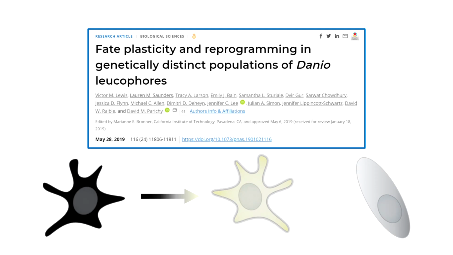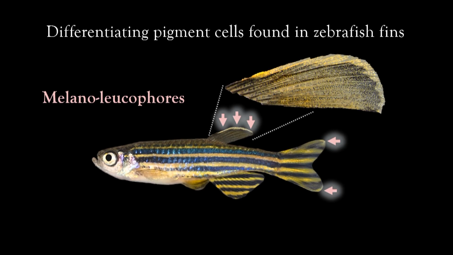Now, really interestingly, the lab of David Parichy, which also studies pigment cells, discovered a new pigment cell in the zebrafish, and it was shown to be something in between a melanophore and an iridophore. So who are these cells? These cells are the melanoleucophores. It's a big name, but once you understand it, it's not too bad.